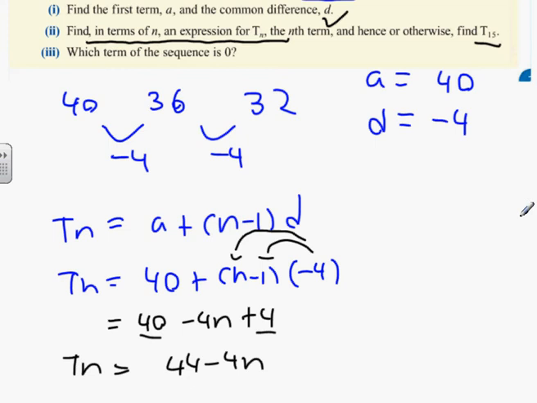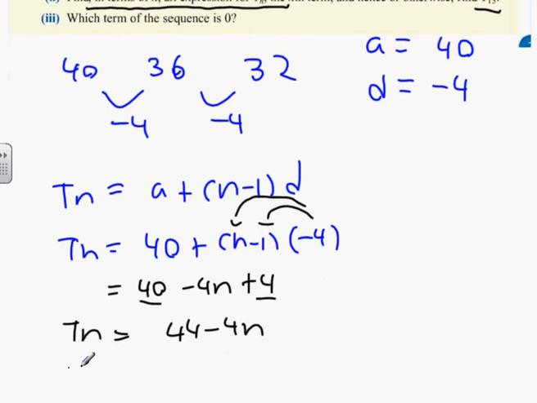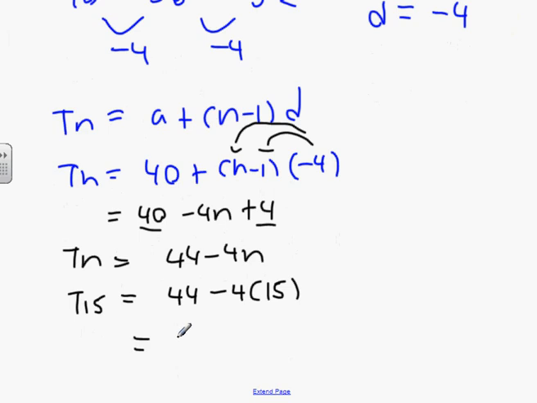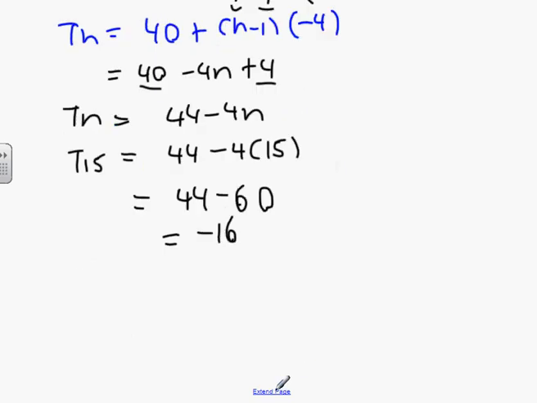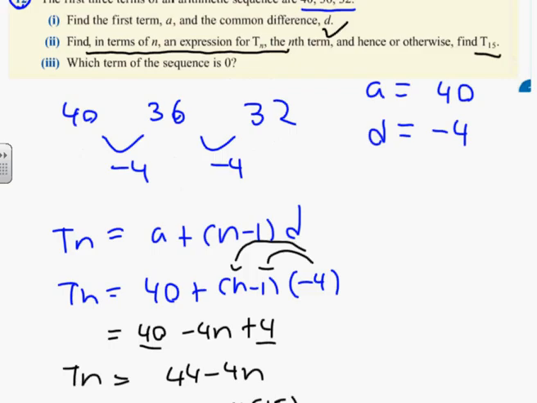Hence find T15. Anybody know how to find T15? So 44 minus 4 times 15 is 44 minus 60, minus 16. Now guys, I can ask this question a different way, and what I'm about to tell you in the next minute is the biggest mistake that most people are going to make in this whole course, alright?